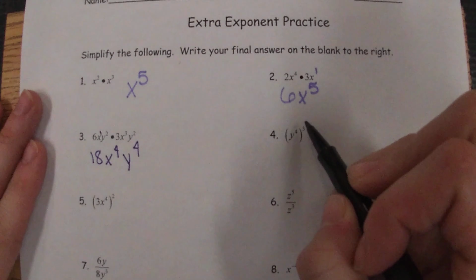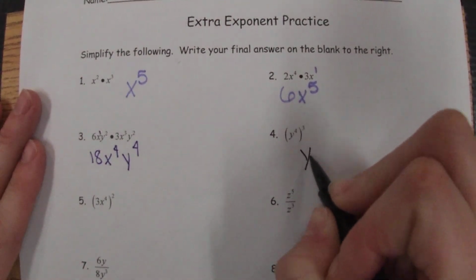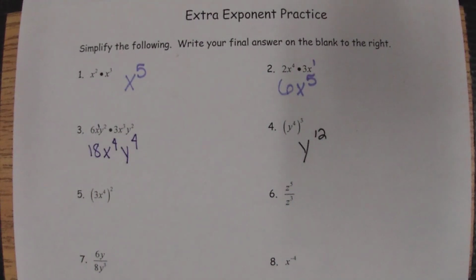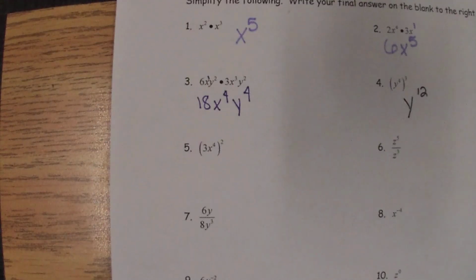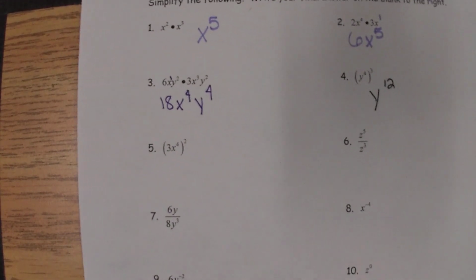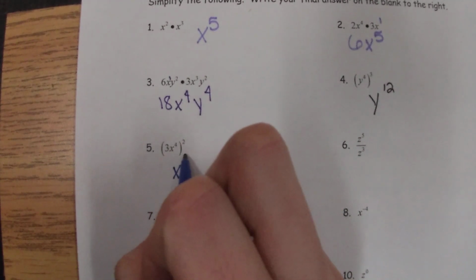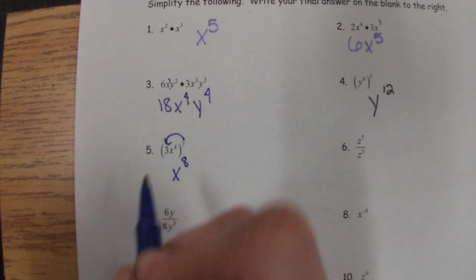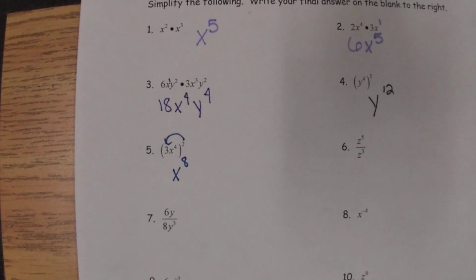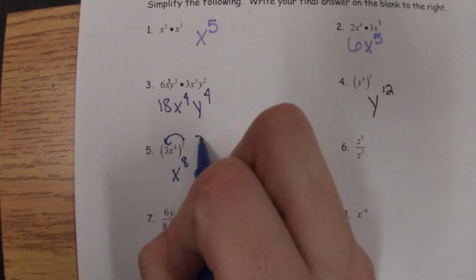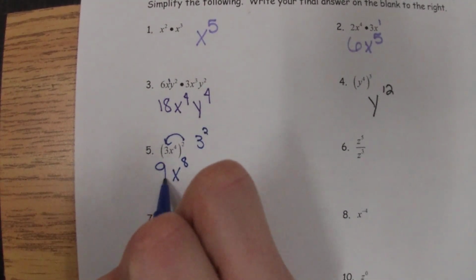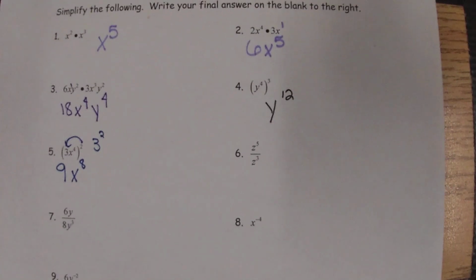Number 4, we have an exponent to an exponent, so we want to multiply, so we'll get y to the 12th. Number 5, we have an exponent to an exponent as well, so 4 times 2 gives us 8. But we also have a number here in front that we need to give that exponent to, so we need to take 3 squared. So we need 3 to the 2nd power, which is 9.